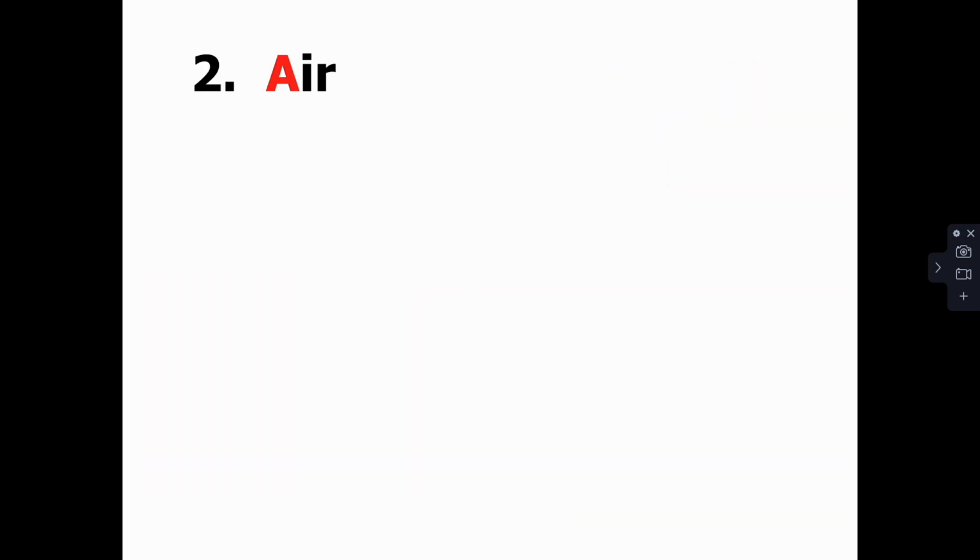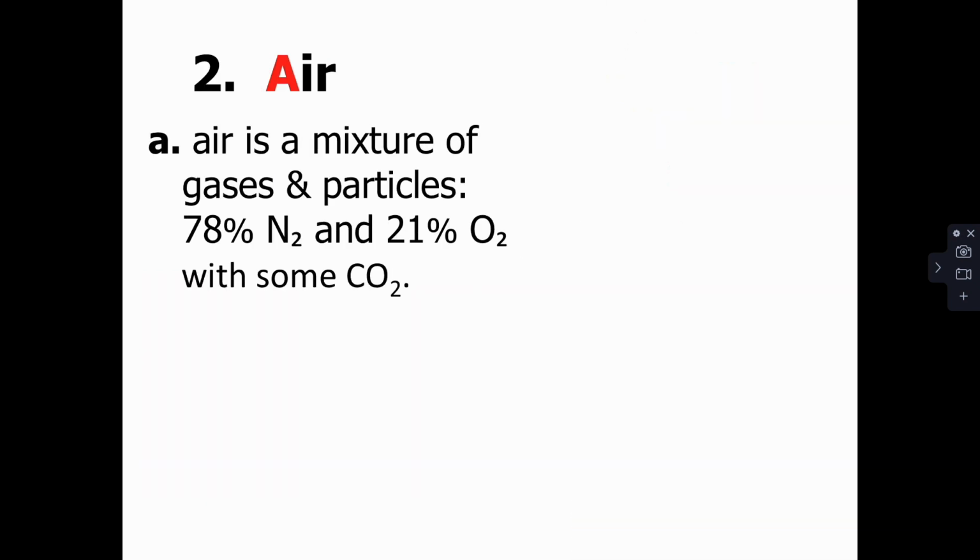Air. So far we have W, A. Air is a mixture of gases and particles. Most of our air is nitrogen. We have about 21% oxygen and we have some CO2. All organisms use different parts of the air. Humans can't use nitrogen and CO2, but we use the oxygen. We change the nitrogen and CO2 into different things, but we can't use it when it's in the air.